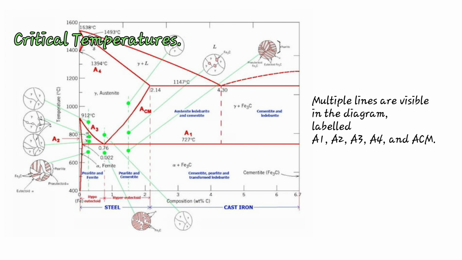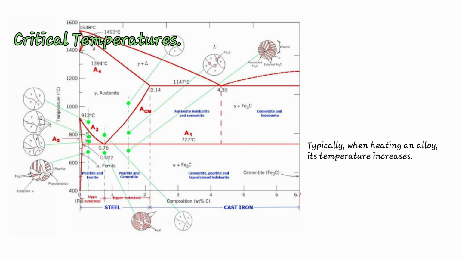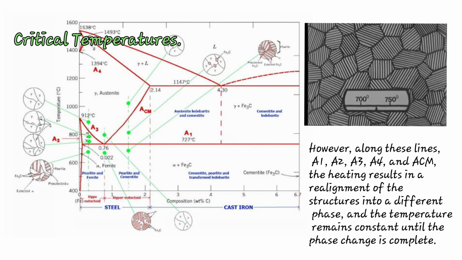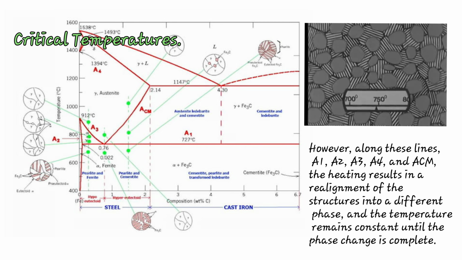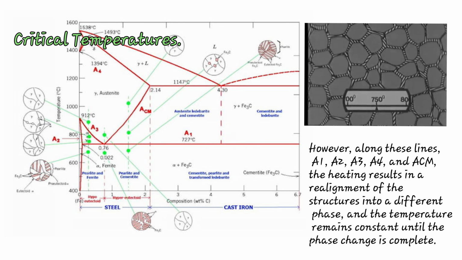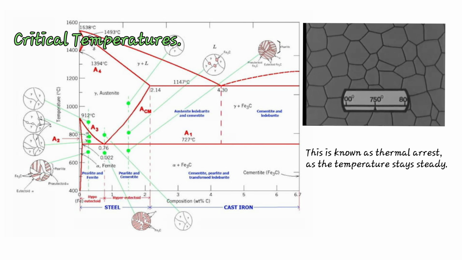Multiple lines are visible in the diagram, labeled A1, A2, A3, A4, and ACM. The A in their name stands for the word arrest. Typically, when heating an alloy, its temperature increases. However, along these lines, A1, A2, A3, A4, and ACM, the heating results in a realignment of the structures into a different phase, and the temperature remains constant until the phase change is complete. This is known as thermal arrest, as the temperature stays steady.